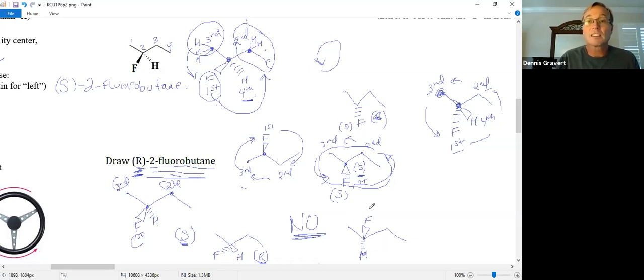Someone will say, well, look, this is first, this is second, this is third. It's 1, 2, 3, 1, 2, 3. It's right now. Yay, I win. And I'll go, what's the difference between this drawing and this drawing? All you've done is twisted it. You put it into a new shape. The fluorine's towards us. The fluorine's towards us. You didn't change the configuration. You don't have the other isomer. You have the same molecule.